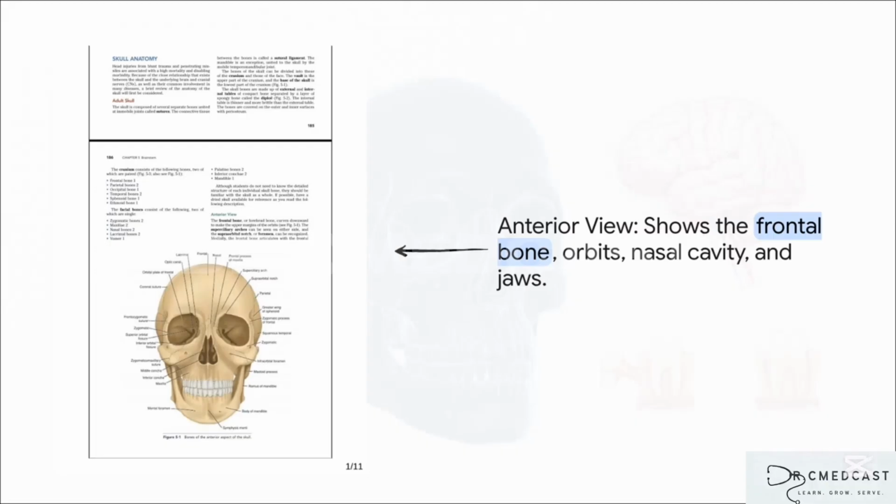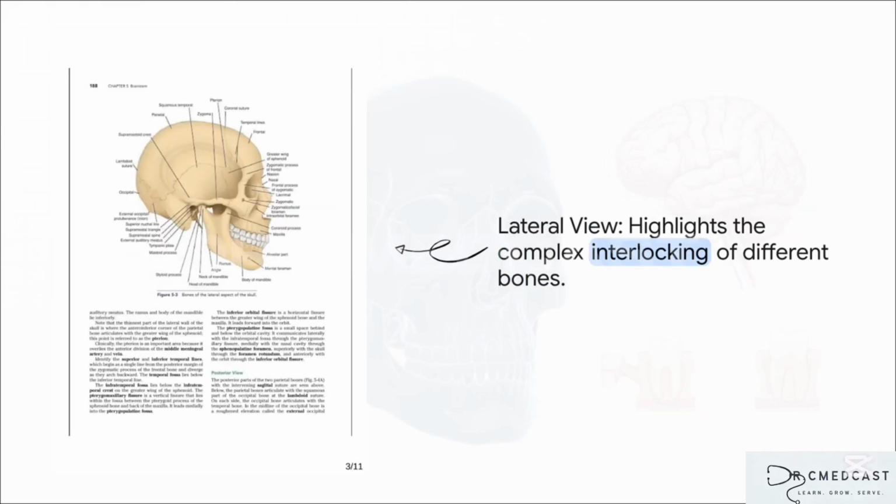Okay, so let's start our tour from the front, the anterior view. This is the face we present to the world, right? You can see the broad frontal bone making up the forehead and the orbits providing a safe harbor for our eyes. Below that, the nasal cavity opens up, framed by the maxilla and anchored by that powerful mandible at the bottom. Now, let's move to the side, to the lateral view.